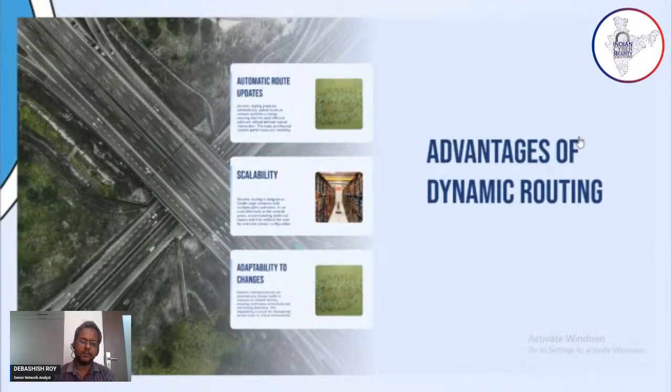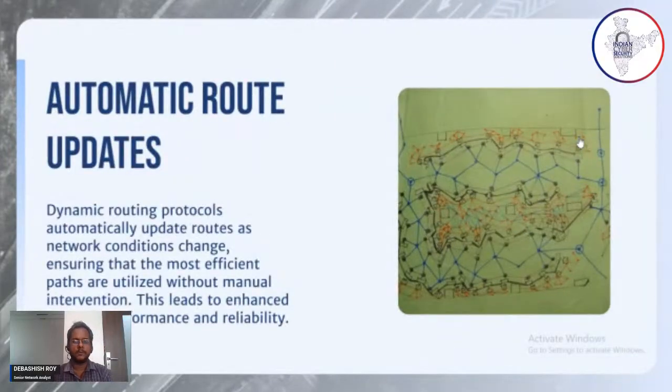So, what are the advantages of dynamic routing? First is the automatic route updates. The dynamic routing protocol automatically updates the routes, as I have told you, that if some changes happen, you do not need to manually do anything. Say, let's say the OSPF protocol, it has LSA, link state advertisement, or the BGP protocol, it has the routing prefixes, the NLRI that we say, so it is automatically sent to the other routers, and it ensures that the most efficient paths are utilized without manual intervention, and it leads to enhanced network performance and reliability. So the dynamic routing protocol is automatic, and with its automatic approach, it is more reliable than the traditional static routing.